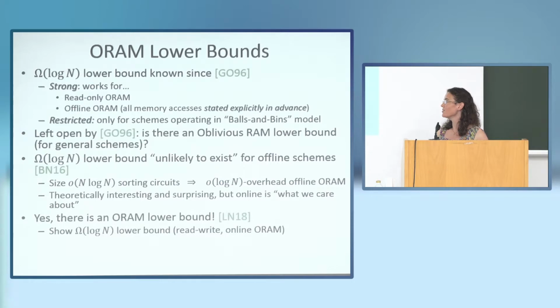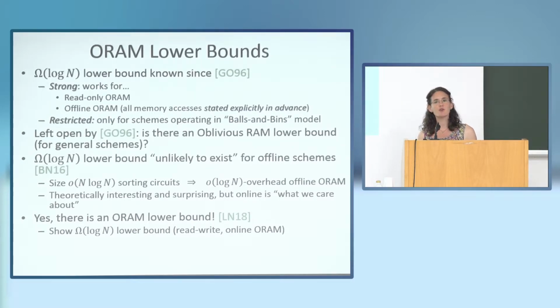So last year, in a really nice crypto paper by Larsen and Nielsen, they proved that yes, there is an oblivious RAM lower bound for general schemes, not restricted to balls and bins, in the online setting where you support reads and writes. And both of these are inherent to their result. So if you remove the online, we have the Boyle-Naor result, a lower bound to a lower bound. And if you remove the ability to write to the database, then their proof fails. Their proof uses the fact that you can update the database.